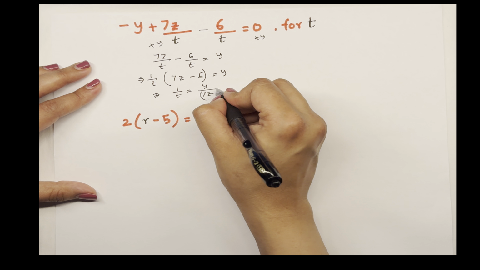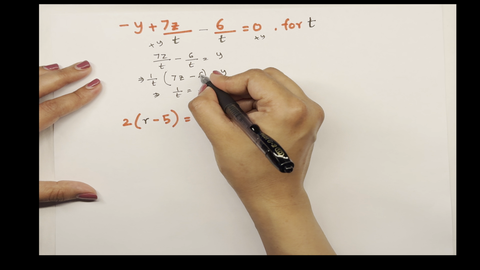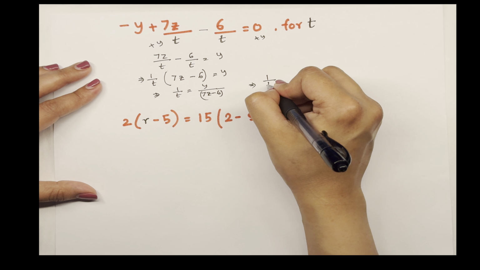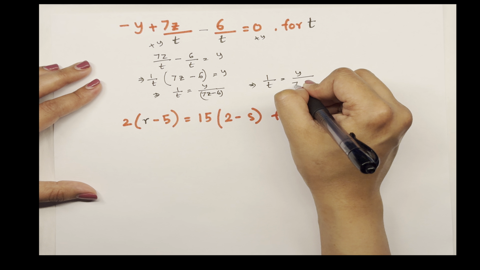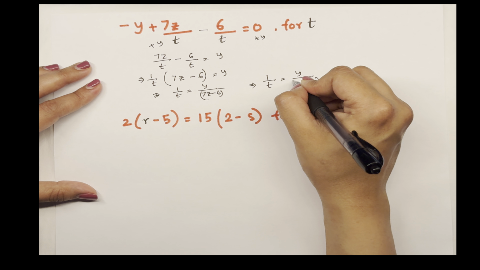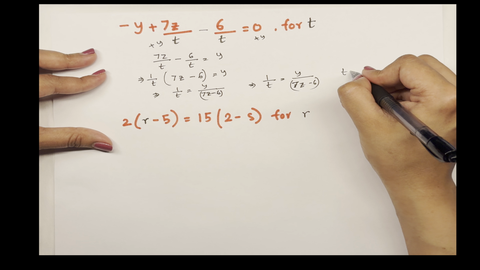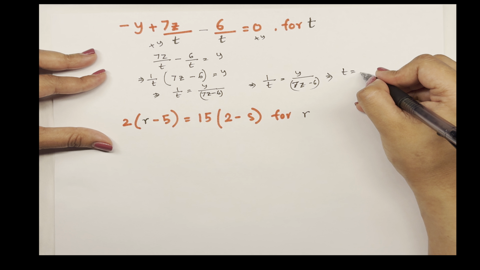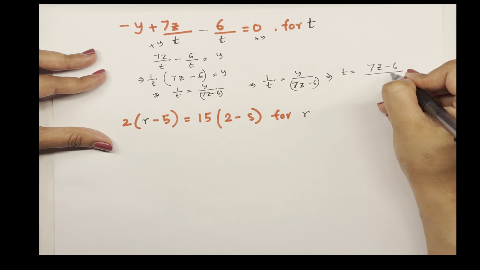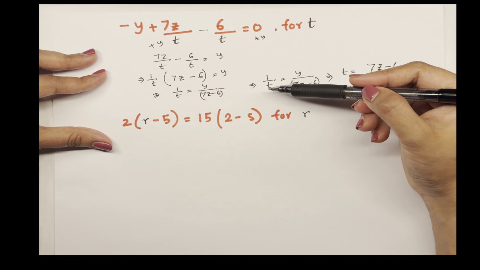So 1 by t is equal to y by (7z minus 6). I just divide both sides by (7z minus 6) to get rid of it from the left hand side. So what we get? 1 by t equals y by (7z minus 6). Let's do the reciprocal of both sides. So t equals (7z minus 6) by y.